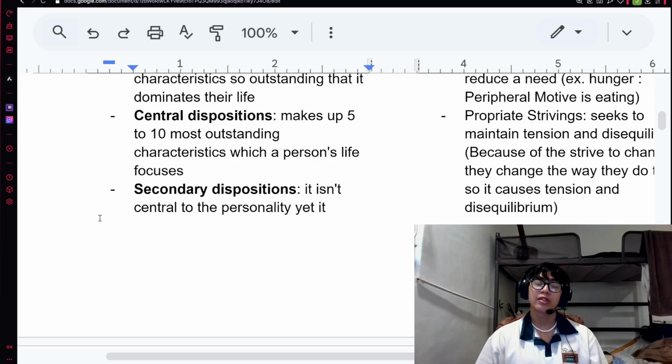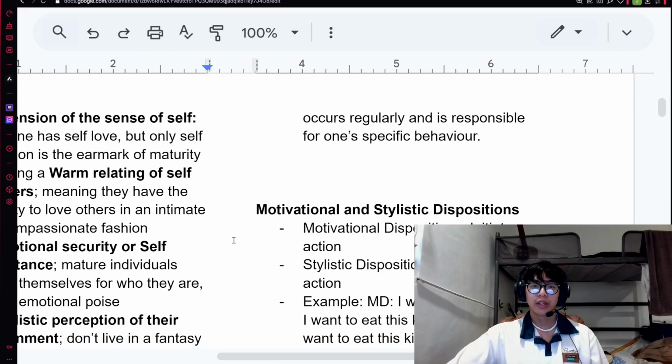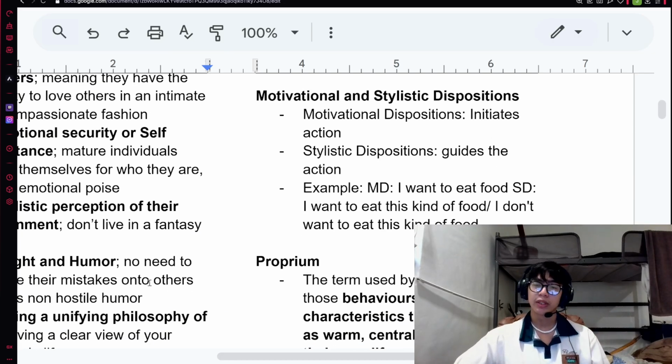Cardinal dispositions basically means you think of a person, you see that. Central dispositions are 5 to 10 of the main traits that make up who you are. Secondary dispositions are traits that are not central to personality yet, but they occur regularly and are responsible for one specific behavior. So that's all it is. Try not to think about it too much.